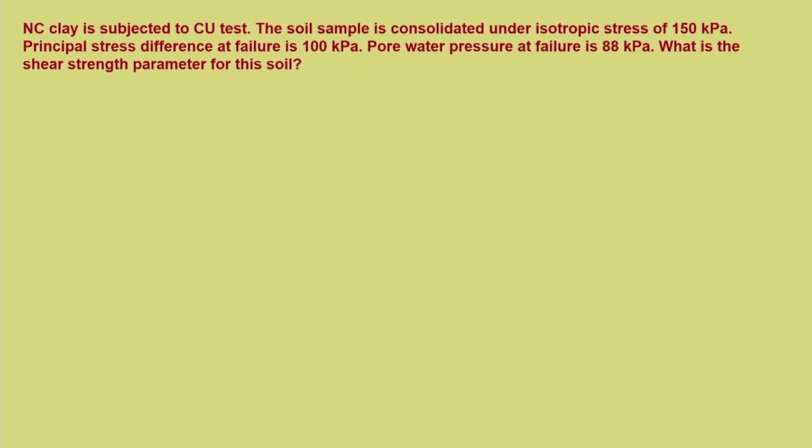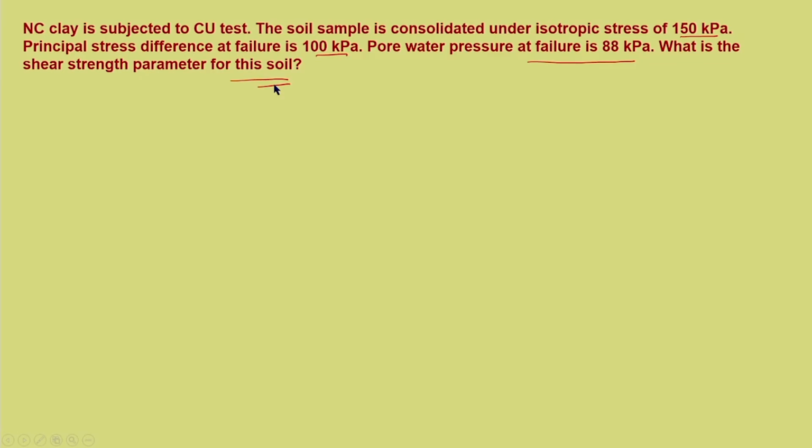Let us just try to see quickly what is the significance of what we have just understood. NC clay is subjected to CU test. The soil sample is consolidated under isotropic stress of 150 kilopascal. The principal stress difference at failure is 100 kilopascal. What is meant by principal stress difference? That is the deviatoric stress at failure. Pore pressure at failure is 88 kilopascal. What is the shear strength parameter for this soil?